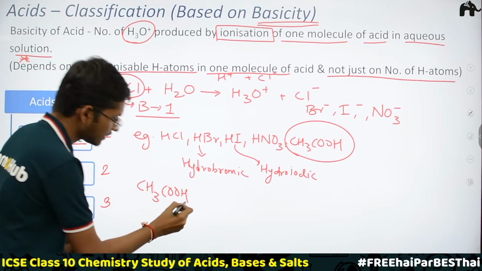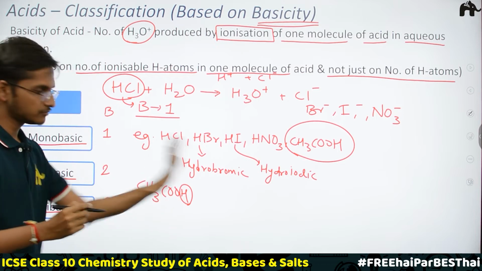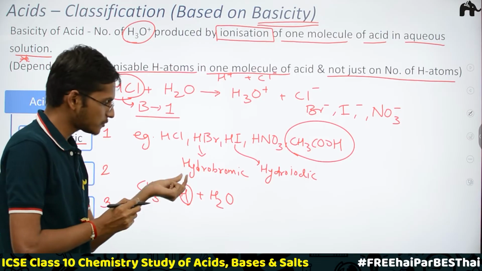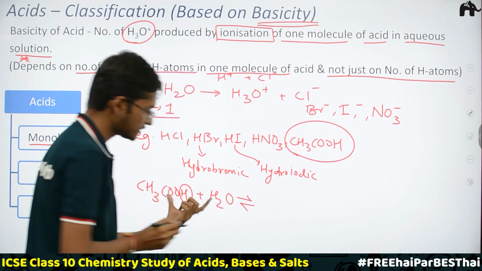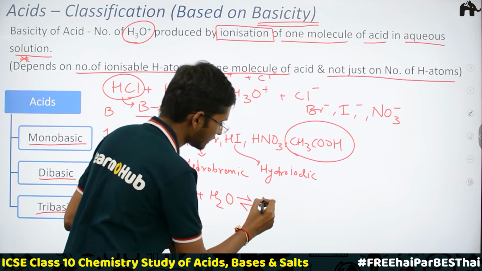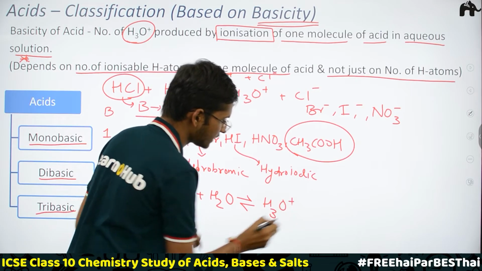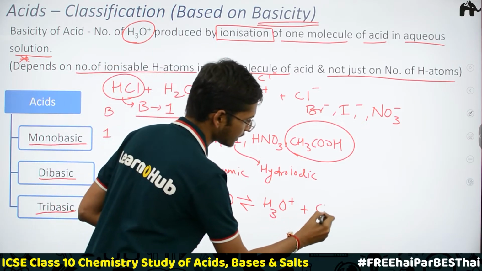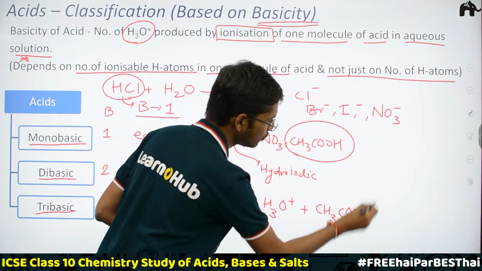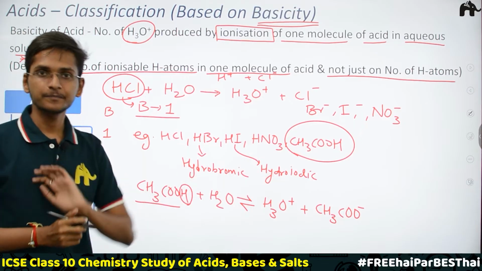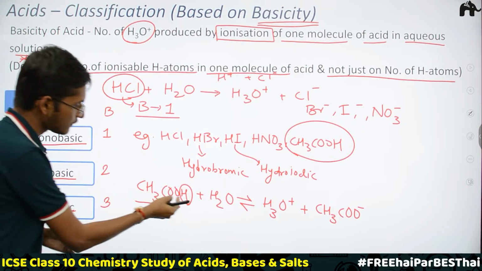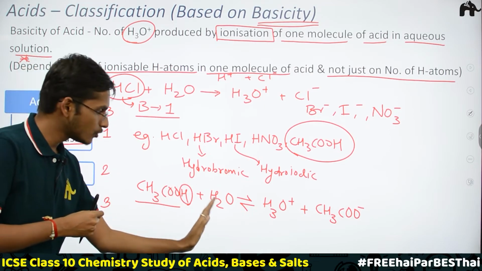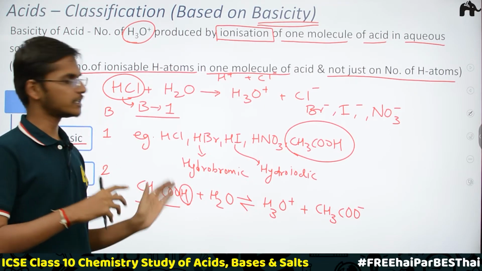How does it ionize? It allows one hydrogen atom to leave as H plus, and this H plus goes to water. Since it is a weak acid, we are showing this double-headed arrow. It goes to water and forms H3O plus, the hydronium ion, and the remaining part is the negative ion, CH3COO minus, the acetate ion. Now in this, there are 4 hydrogen atoms, but out of them only one hydrogen atom is going to H2O. It is saying let's make a bond, let's form H3O plus.